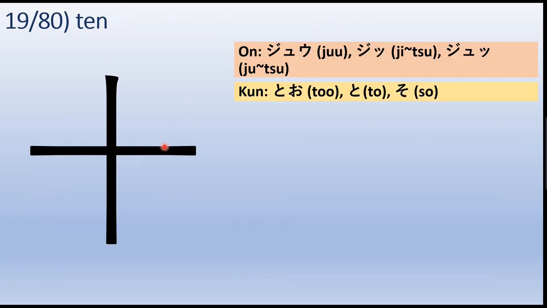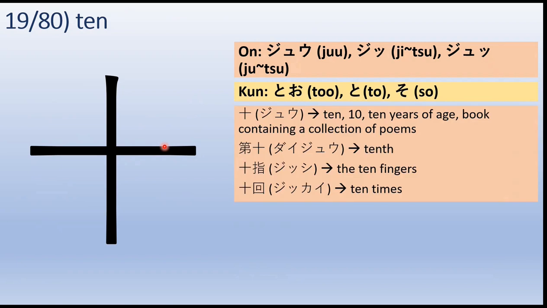The 19th kanji character is 10. It is called Ju or Jitsu or Jutsu. The kun reading is to or so. The Ju, which we have already come across during our numbers and counting lesson. So Ju means 10, 10 years of age, a book containing a collection of poems.